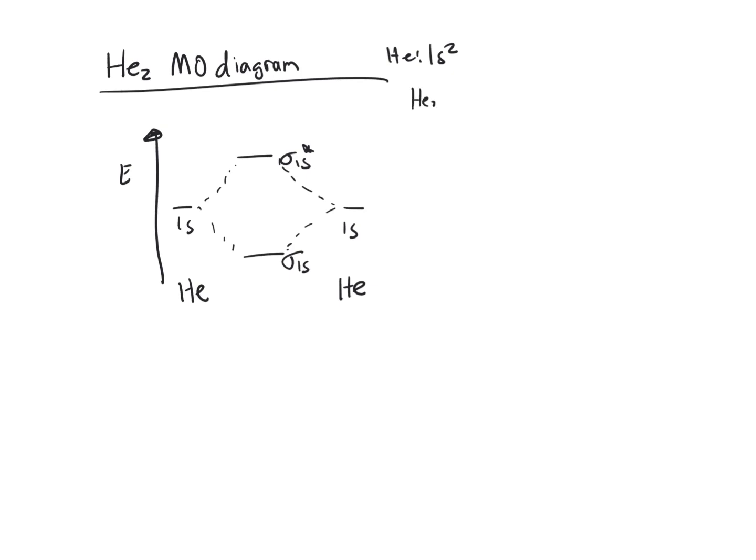So for He2, each brought 2 valence electrons, so I have 4 valence electrons to fill. So that's, again, fill from low to high. The sigma 1s gets 2 electrons, and I have 2 more. They go up here. So this is sort of my final MO diagram for He2.